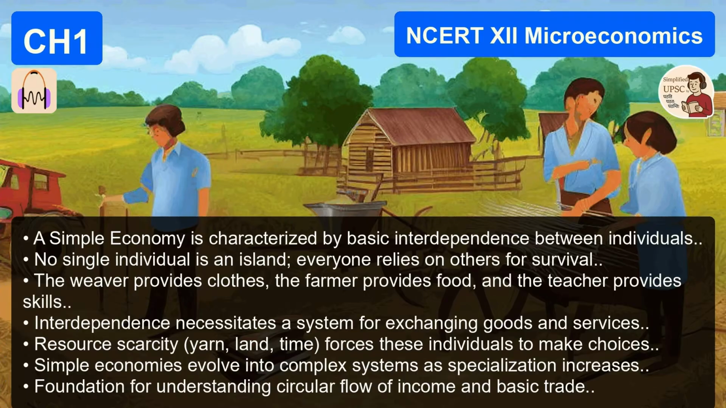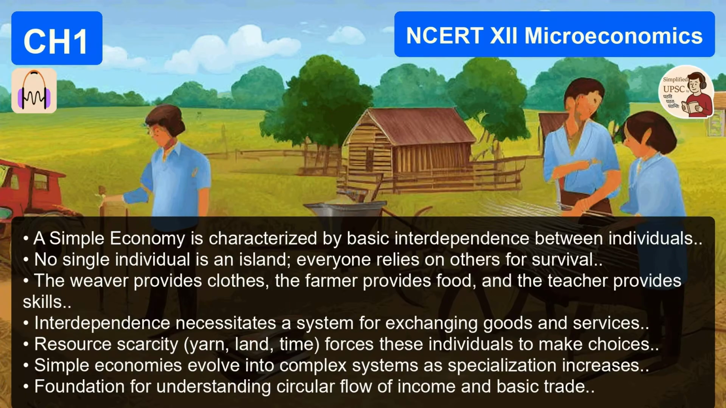The teacher has skills, what economists call human capital, but she needs shelter and food. So nobody is an island? Nobody. No single individual has everything they need. We're all locked in this web of needing things we don't have. And this leads us to the core concept.